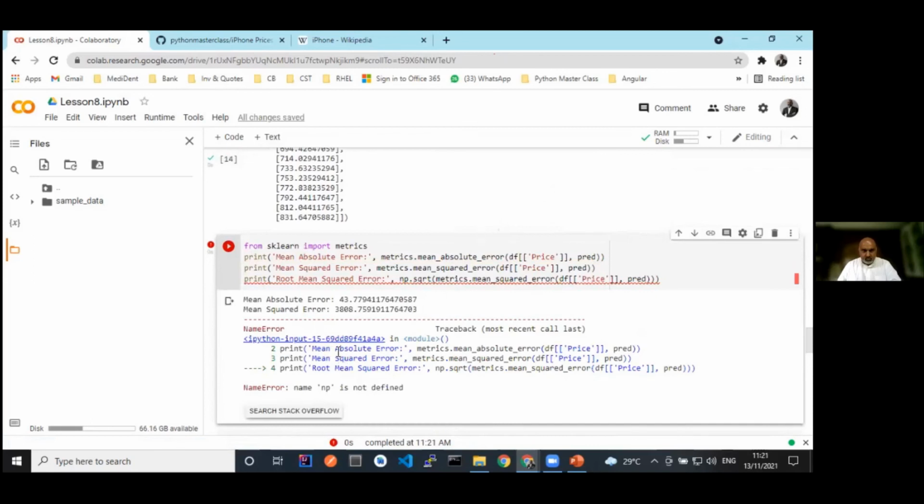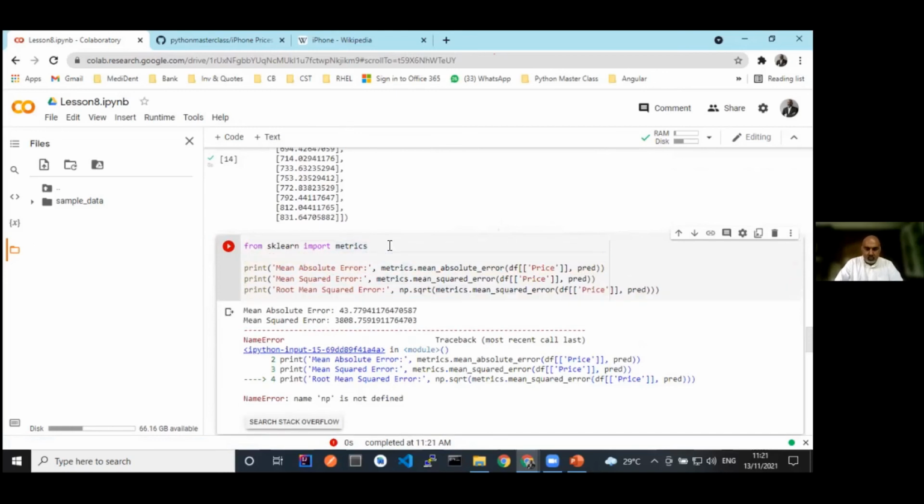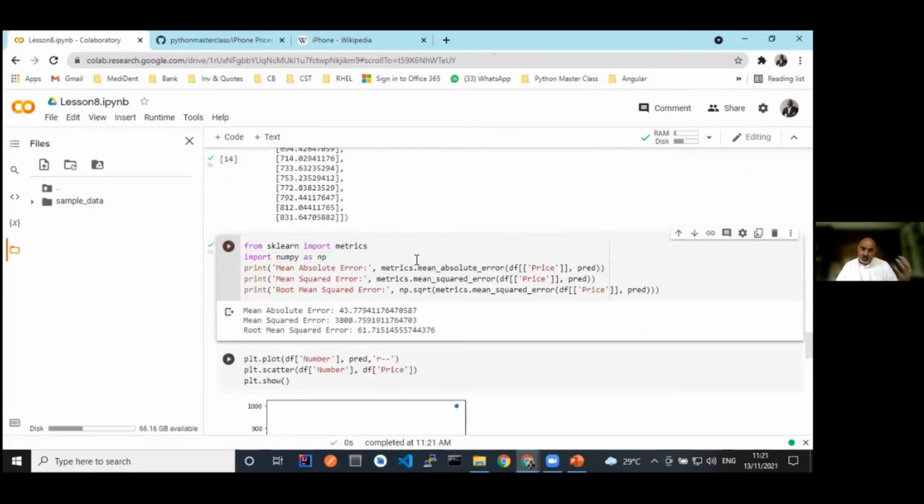Okay, what is missing is np. So I have to import NumPy. NumPy is another library, which is the fundamentals of pandas. So you can see the mean squared error value, the squared error value, and the root mean squared error. These are three different ways of measuring the validity of this prediction.